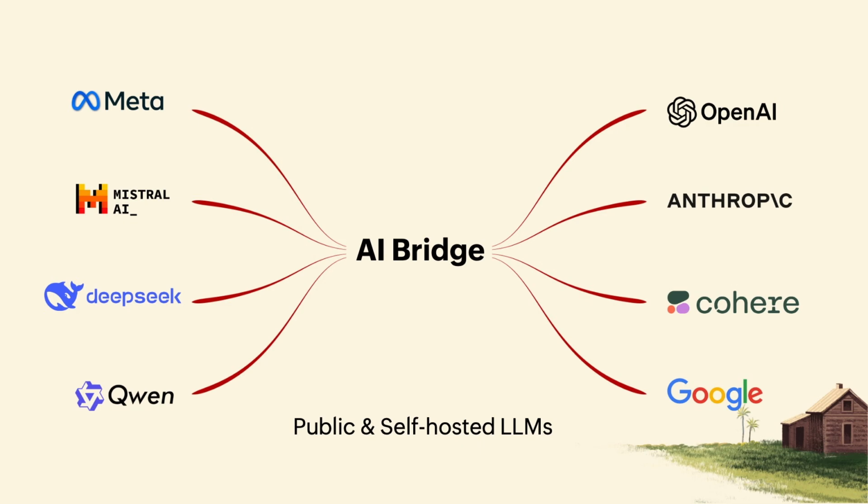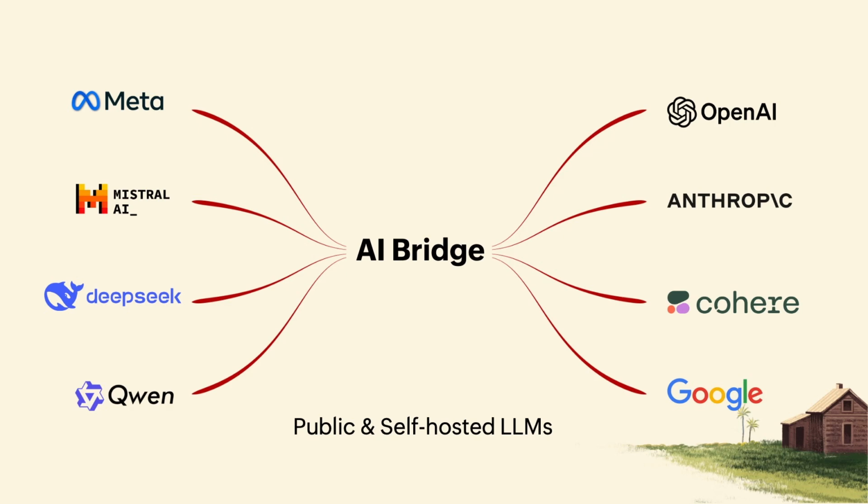So there are publicly available LLMs: OpenAI, Anthropic, Cohere, Google, all these are readily available, hosted options. And we have the self-hosted options, where we have Meta, Mistral AI, DeepSeek, Qwen, all these things. Why I'm giving all these is that we are building an AI bridge in such a way that your agent can make use of any of these, but each and every customer is totally different.